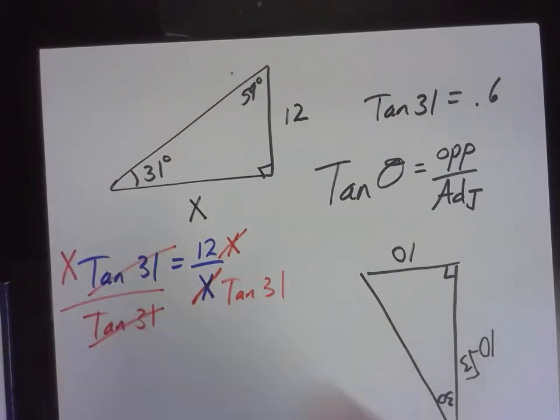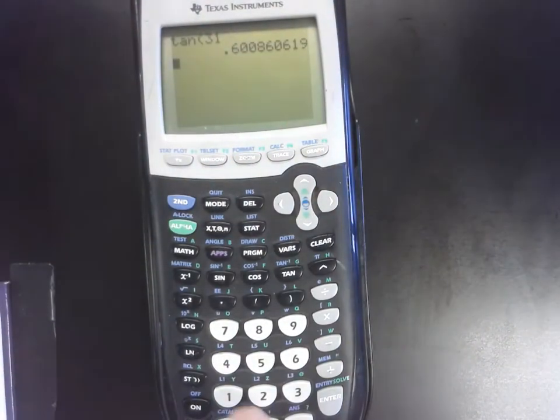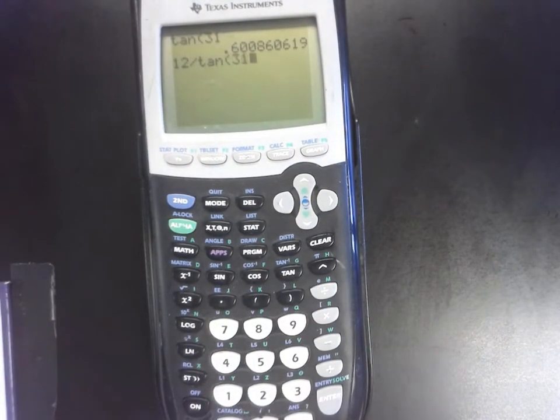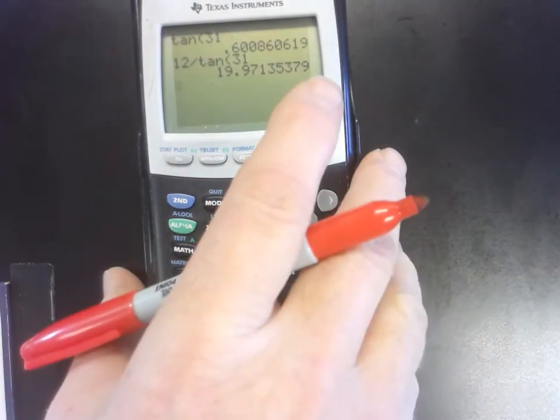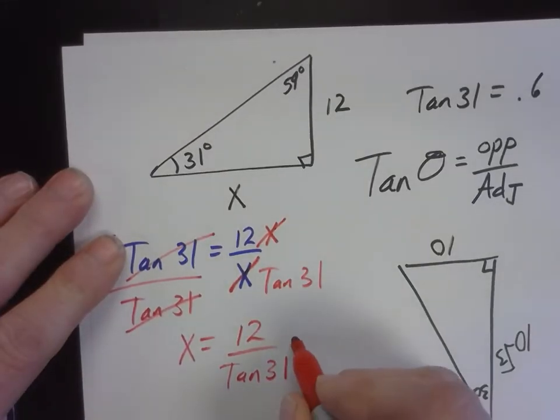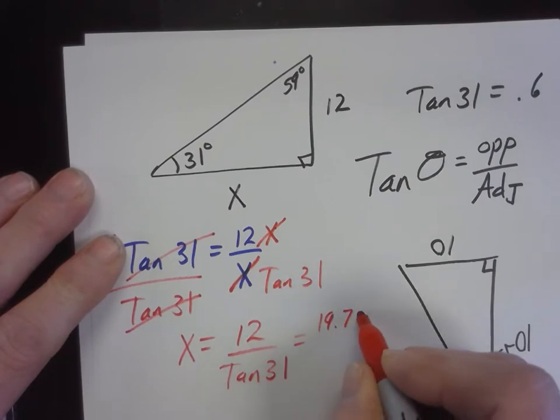And we end up with x equals 12 divided by the tangent of 31 degrees, which is something I can do. I can go 12 divided by the tangent of 31 degrees. My calculator will take the tangent of 31 degrees. It'll tell me what that is, 0.60008 whatever, out to 9 decimals, and it'll divide 12 by it, and it'll give me a number. 19.97. I'm going to round it off usually to 2 decimals. So this is 19.97. That's how long this one is.